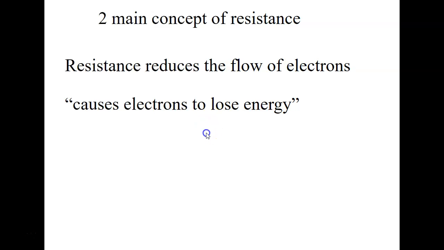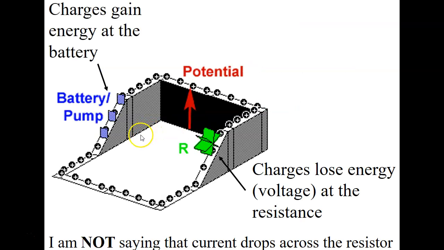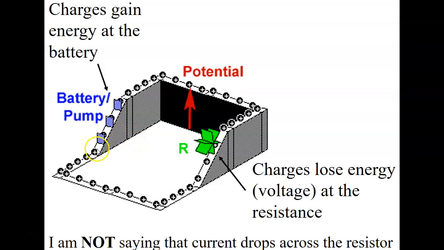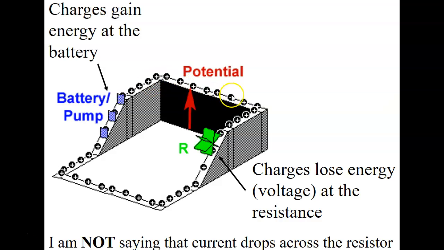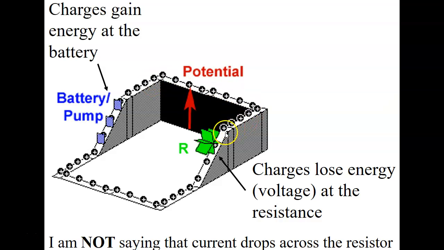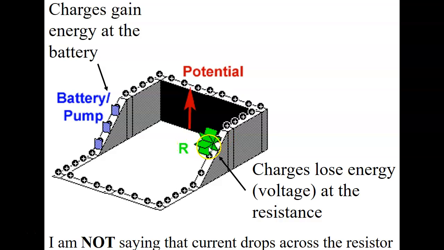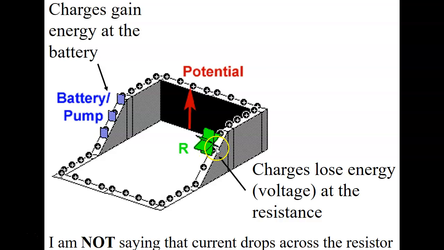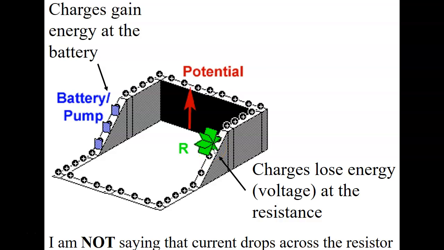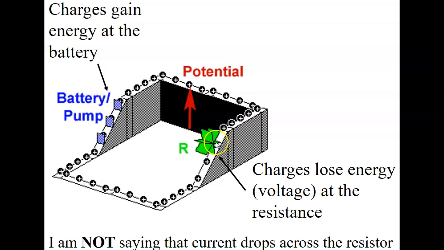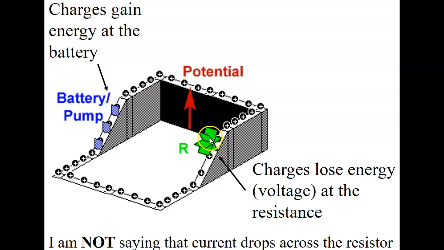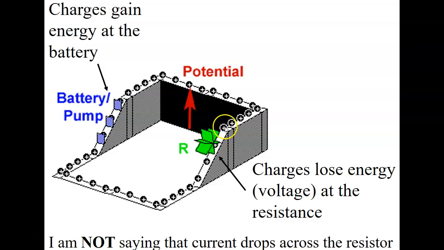So here, back to our little positive charges flowing around a circle. We've got the battery pumping the positive charges up with energy and voltage. They flow along the wire, and they're not losing any energy or voltage. Then they go through the resistor, the resistance, and this is the point at which they lose energy, they lose voltage.